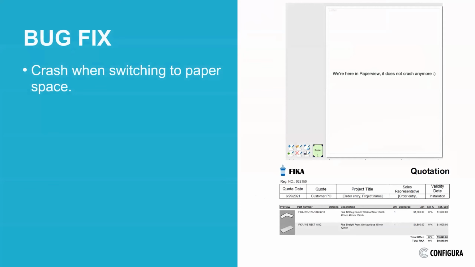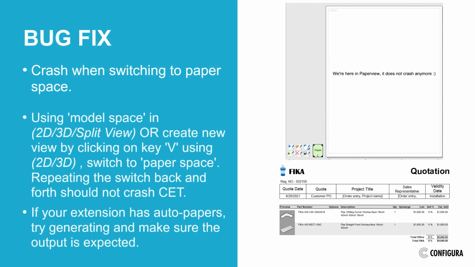Okay, so moving on, this is one important bug fix that will be in the CET minor release. Developers made a crash fix when switching to paperspace. No matter where you are, when you switch to paperspace, it can crash. To ensure this fix actually works in the minor release, we recommend test instructions of this one and this one. Now, the first test instruction is by using model space.